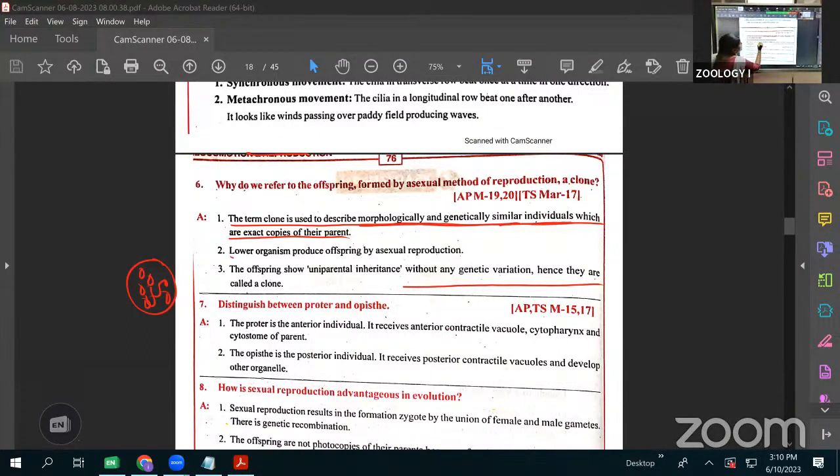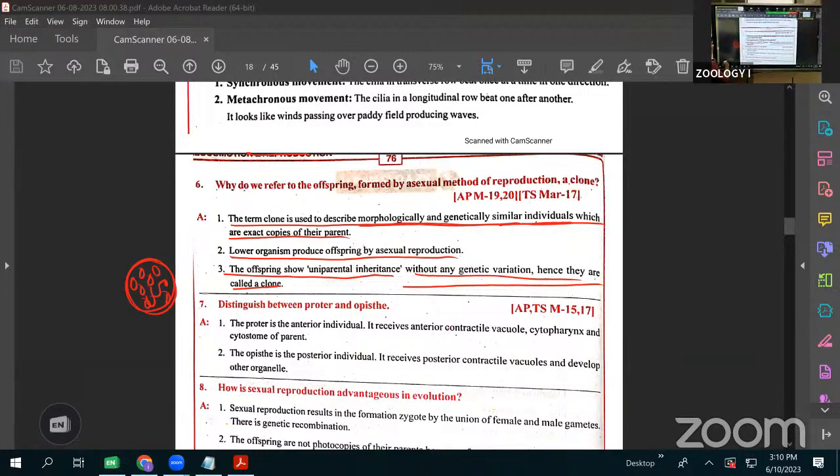The lower organisms produce offspring asexually, in paramecium for example. The offspring show uniparental inheritance without genetic variation. Hence, it is called a clone. They are formed from a single parent only, and if they are formed as a group, that group we call a clone. A clone is an exact copy of the parent. The lower organisms undergo asexual binary fission and form a clone.